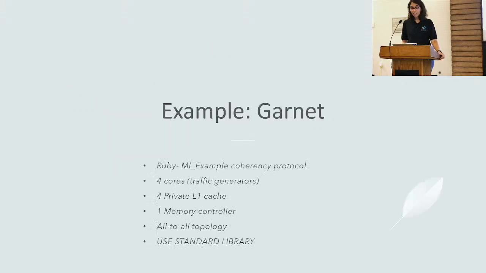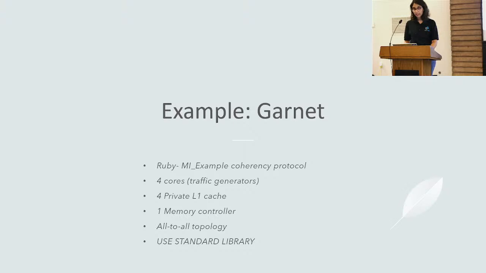All right, so let's look at an example. The first one, I'm going to use MI example. I tried to use MSI, but it gave me an error with Garnet. So what we are going to do is create four cores. We have two examples here. In the first one, we have four cores. We connect these four cores to our L1 caches, and we also have one memory controller connected to a directory. So we want to create an all-to-all connection between all of these L1 caches and our directory. And we want to use the standard library to do this.